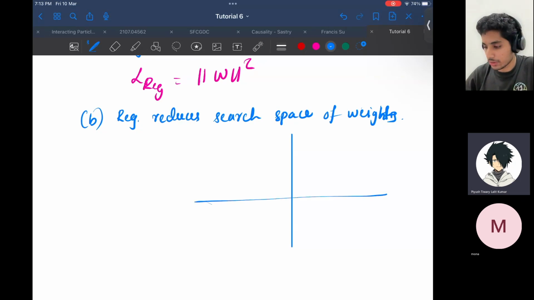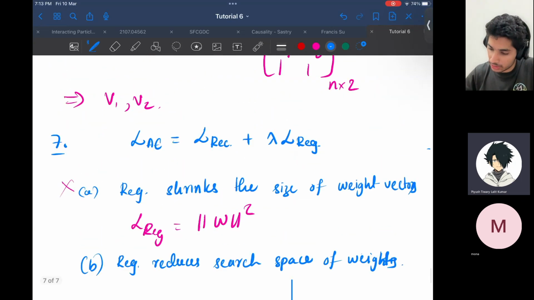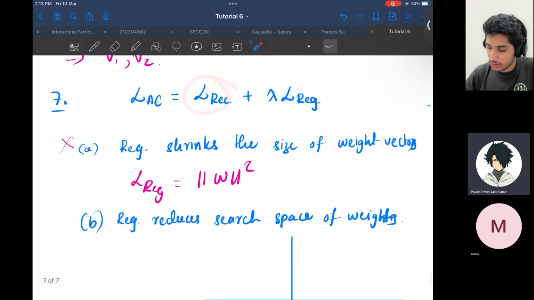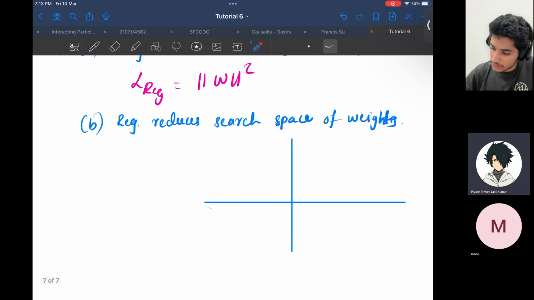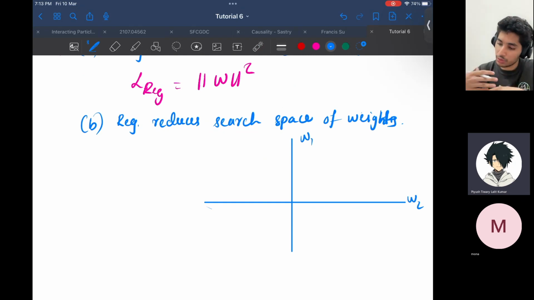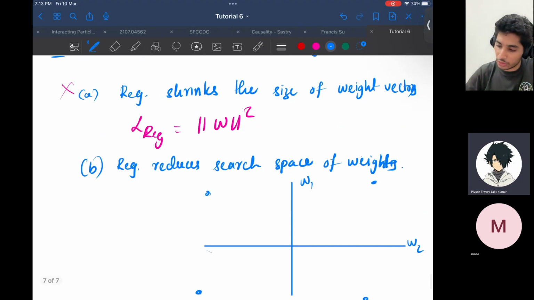Suppose the weight matrix was in R2, and you were using some reconstruction loss as we said. Let's suppose this was W1 and this was W2. Earlier you were allowed to search anywhere. Your weight matrix could take any value. It can be here, it can be here, it can be here, or something like that. However, let us assume that you say, I am going to use this L regularization, which is norm of W square.